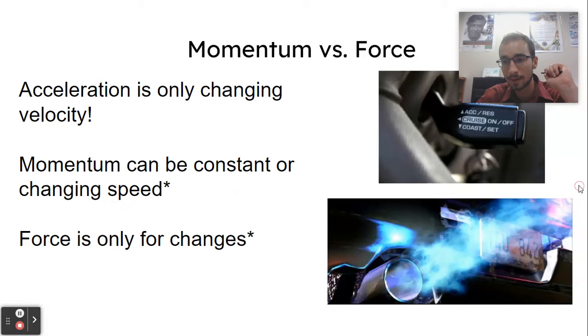Hopefully you remember that acceleration is when you're changing speed. So when you're putting in that NOS to make the car go fast. Whereas if a car's on cruise control, it's not going to be accelerating. So we wouldn't use force for a car that's going the same speed, but we can use momentum. Momentum can be used for constant or for changing speed. You need to know that. Whereas force was only for changes in speed.